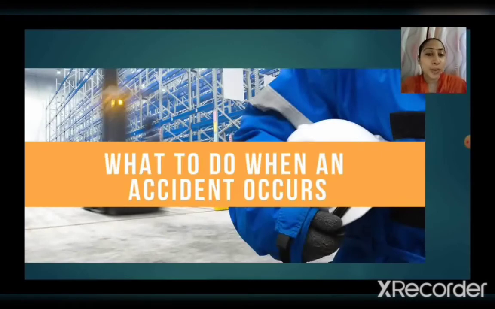So what to do when an accident occurs? We give a first aid. जब चोट लग जाती है तो first aid देते हैं ना. कैसे क्या करते हैं first aid में, देखना है? Need to enjoy a video? So there's a video for you. Enjoy.